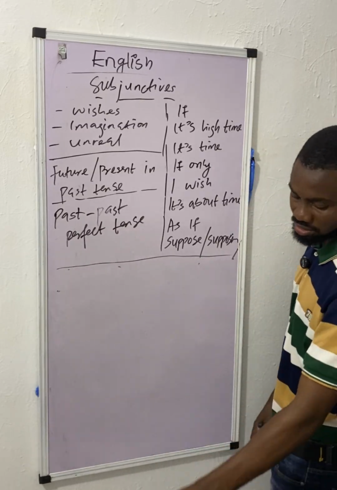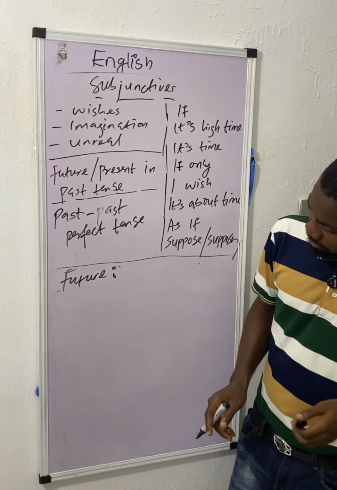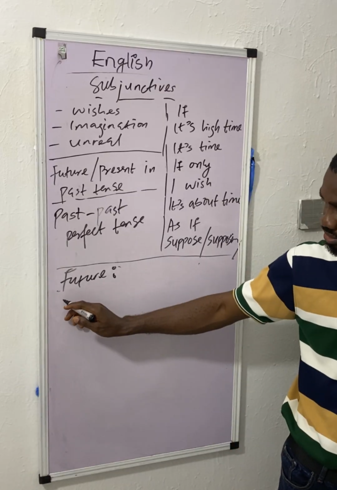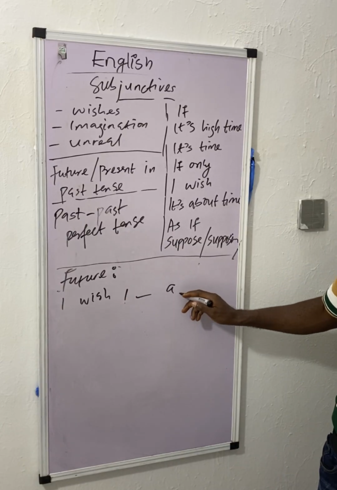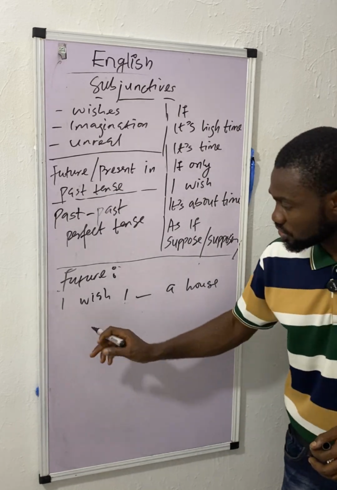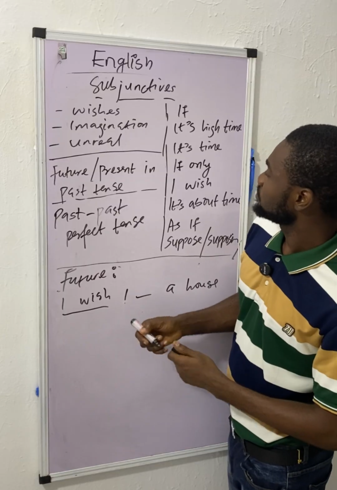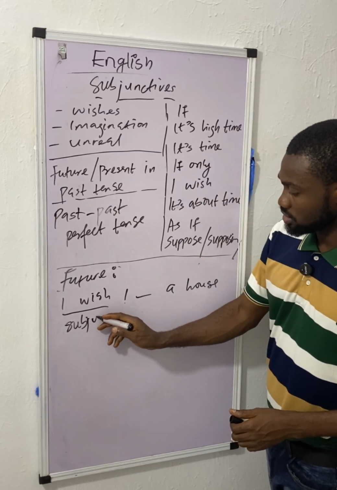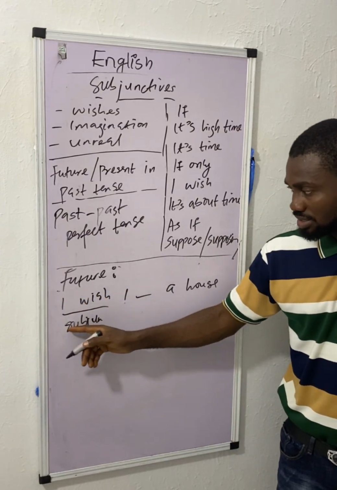Now let's look at future statements. For future statements, that's where we use the "I wish". I wish I blank a house. What are we going to put here? "I wish" is already telling us that this is a future. "I wish" is a subjunctive. And this subjunctive is a future tense, right? It's talking about the future.